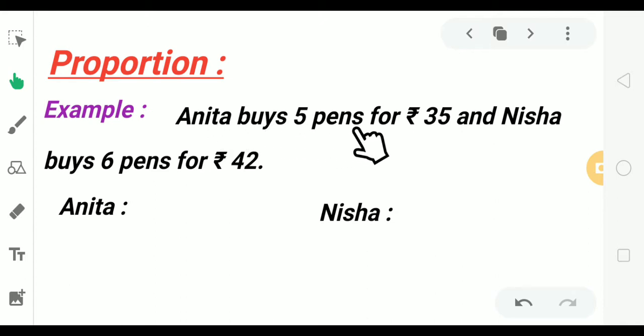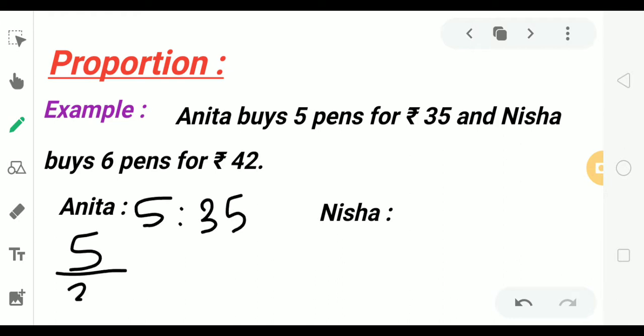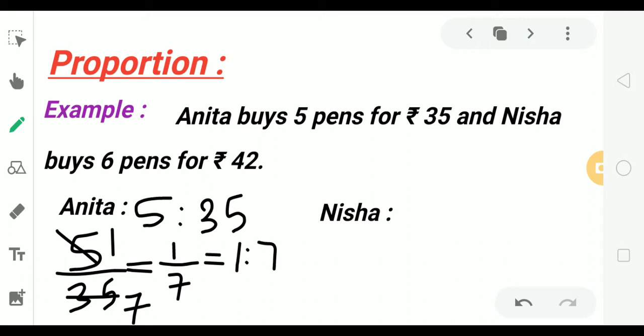Anita buys 5 pens for 35 rupees and Nisha buys 6 pens for 42 rupees. Now let us write the ratio of pens to the cost of pens for both of them. Anita's ratio is 5 to 35. We write 5 is to 35 as 5 upon 35. Both are divisible by 5. 5 ones are 5, 5 sevens are 35. So we get 1 upon 7, that is 1 is to 7.